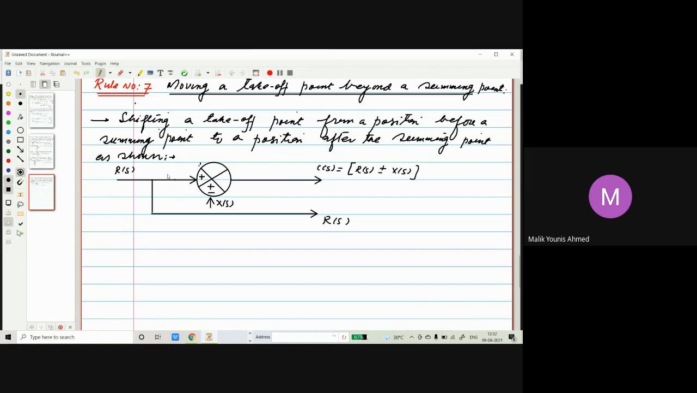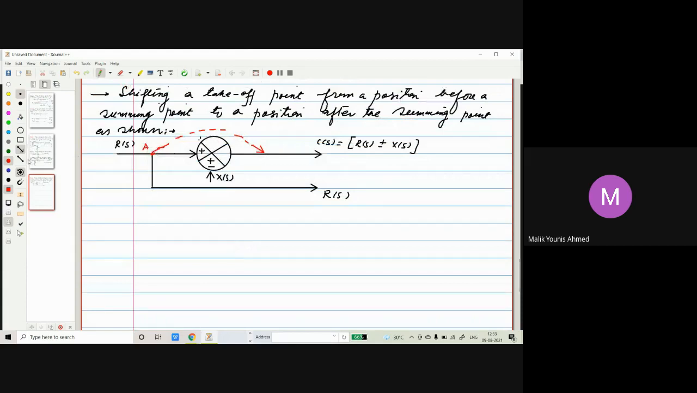Okay, what is our aim? Our aim is to shift a takeoff point, this takeoff point, from a position before a summing point. This is a position before a summing point here. Let's say this position is A. From a position before the summing point to a position after it, means after the summing point we have to take it. So we have to take it like this here. This is our objective, this is our aim. Let's see how we can do this.